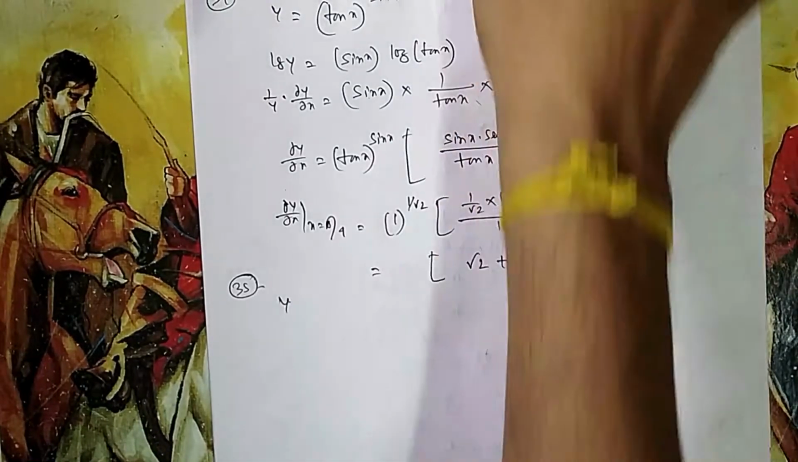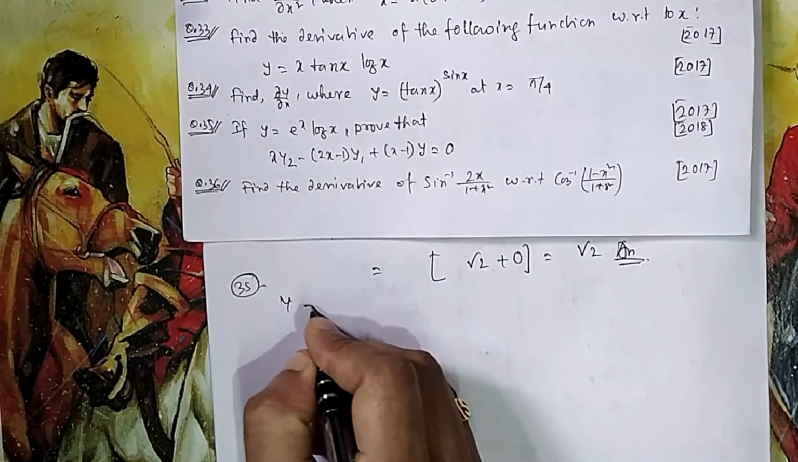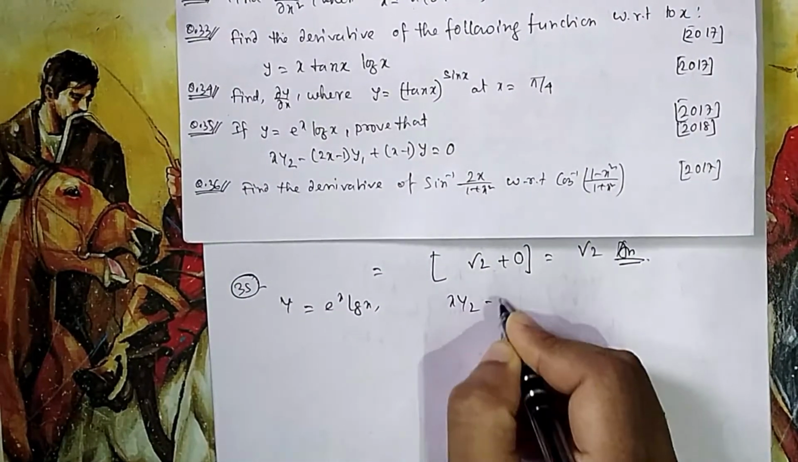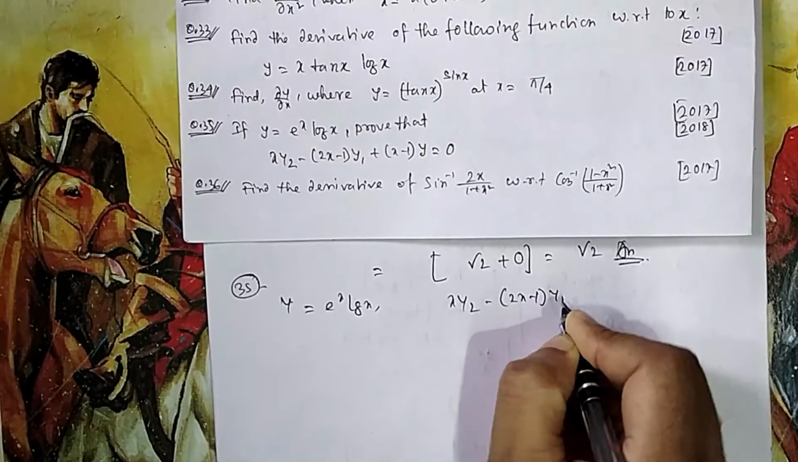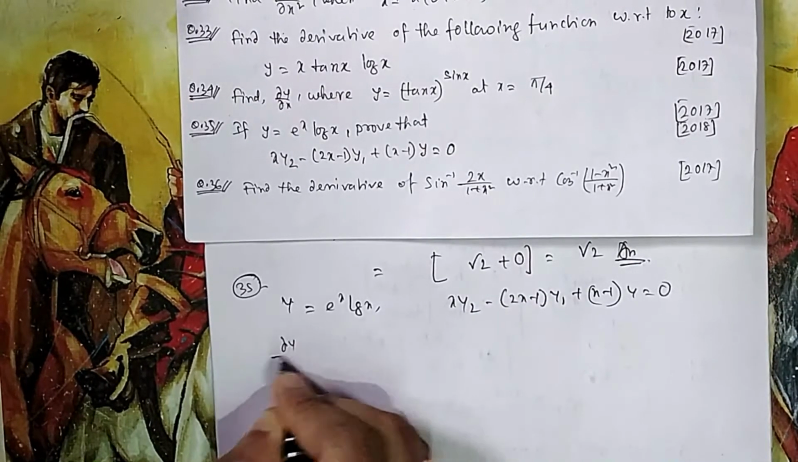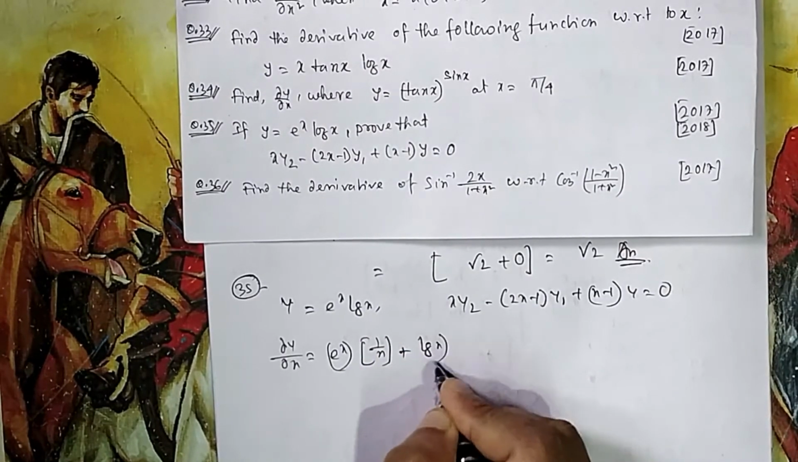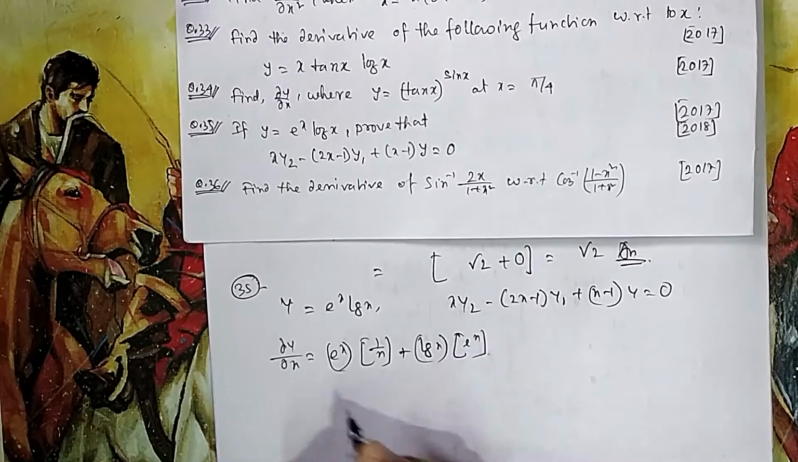Next, in question number 35, y is equal to this, then prove this. So y is equal to e to the power x log x, and you have to prove x y2 minus 2x minus 1 y1, this one you have to prove. So again differentiate. Log x is 1 by x. If I take e to the power x constant, then the differentiation of log x, taking constant, e to the power x is e to the power x.